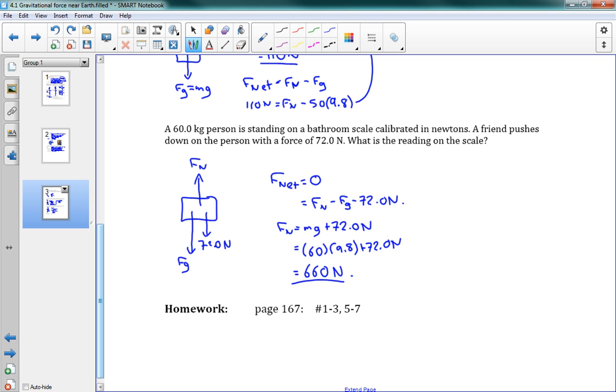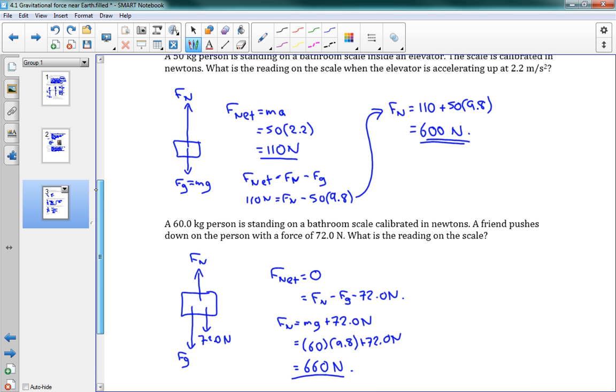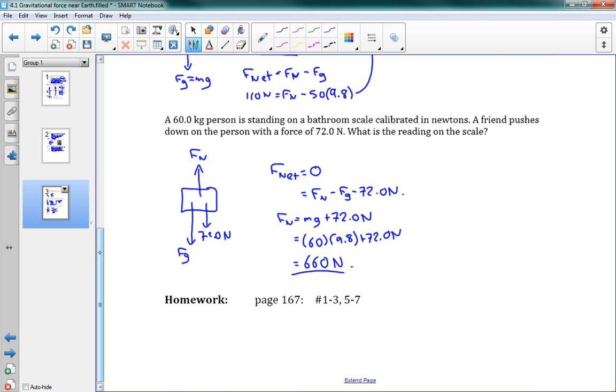So hopefully that makes sense how we can measure our normal force these different ways. And one of the important ideas is that normal force is what we're measuring when we use a bathroom scale.